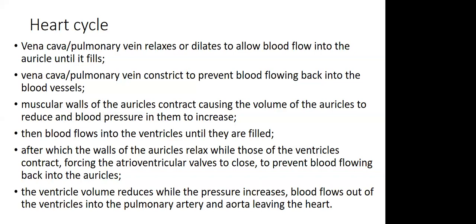Now remember, blood enters the atria because there is low pressure and a high volume. Blood flows from high pressure to low pressure. So if the atria are at a low pressure, blood enters them. And then blood exits the atria into the ventricles because now the atria have a higher pressure than the ventricles. So blood flows from high pressure to low pressure in the ventricles.